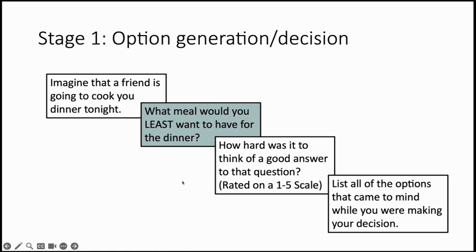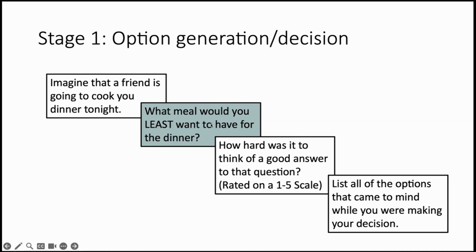in the scanner and they're given the kinds of problems that we gave people before. So like, what meal would you least like to have for dinner if your friend is going to cook for you? They're then asked how hard it was to think of a good answer to that question. So this subjective difficulty rating, and then they're also listing all the options that came to mind. The key thing that we're going to analyze in terms of the neural evidence is this blue block.